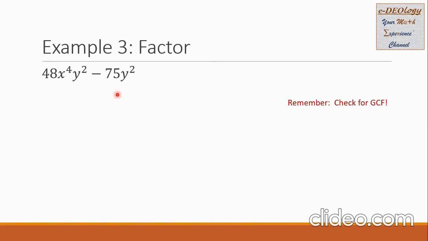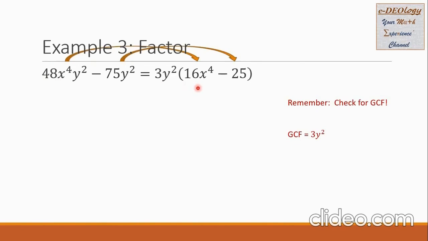But remember, we can check for greatest common factor of each term. I found out that the GCF is 3y squared. So if I pull out that greatest common factor, this first term here will become 16x raised to 4, while the 75y squared will be 25. Of course, the negative sign we will just copy here.